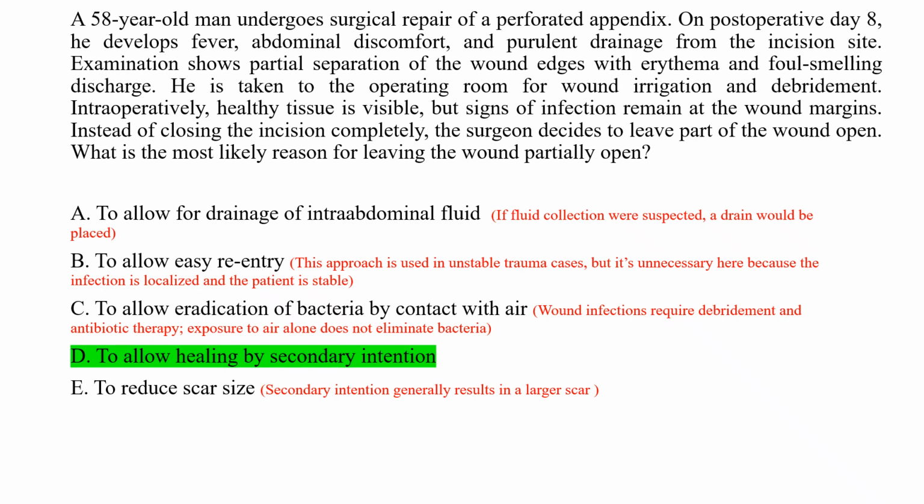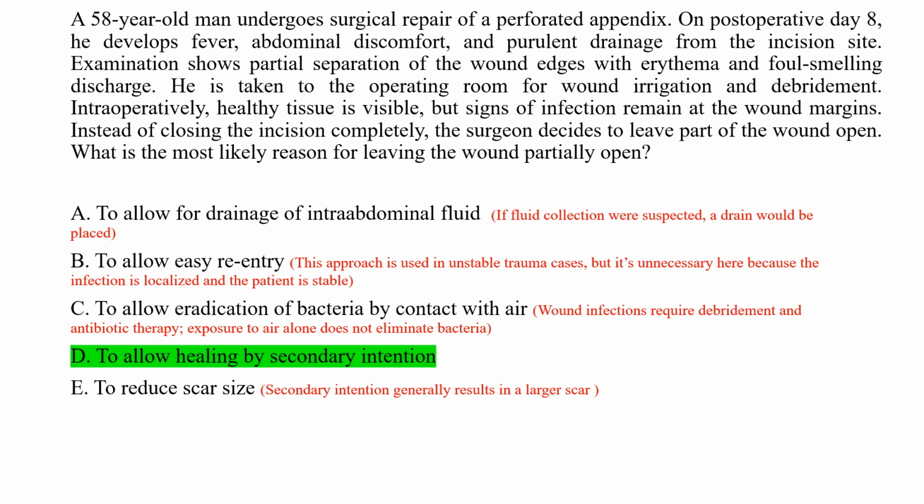Let's have a look at why the other options are incorrect. Option A, to allow drainage of intra-abdominal fluid, is incorrect because if fluid collection were suspected, a drain would be placed intraoperatively. There was no evidence of intra-abdominal abscess or fluid requiring drainage. And option B, to allow easy surgical re-entry, is incorrect because this is sometimes done in unstable trauma patients.